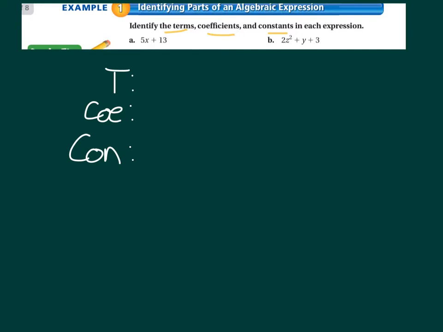So looking at this expression up above, 5x is a term. 5x is one term. Another term in this is 13. Those are both terms. We just keep the sign with it. So if the 13 said minus 13, that 13 would be negative. But since it's positive, we'll just leave it positive.